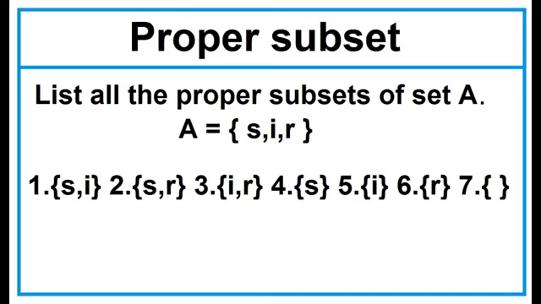Sets 1, 2, 3 have 2 elements. Sets 4, 5, 6 have 1 element. And number 7 is an empty set. The set itself is not a proper subset of set A.